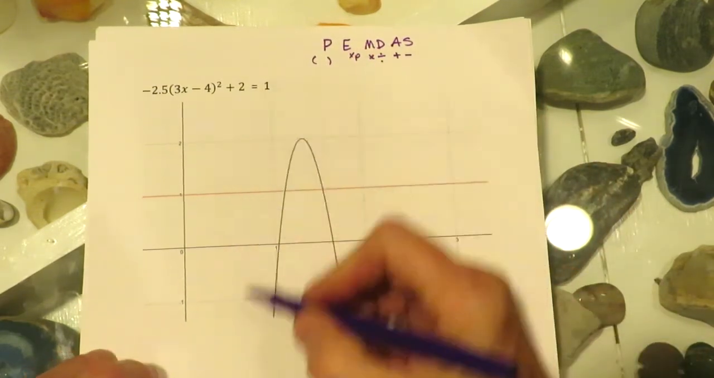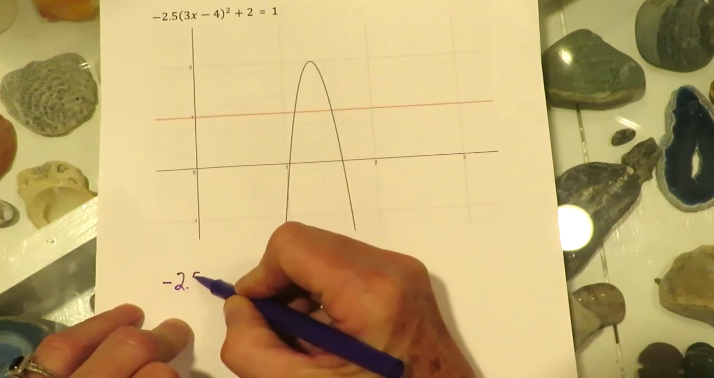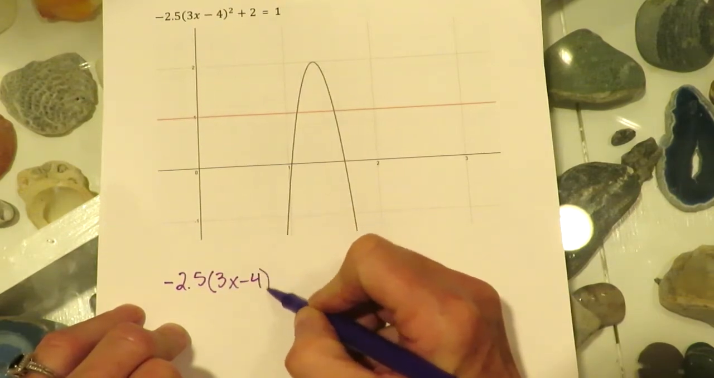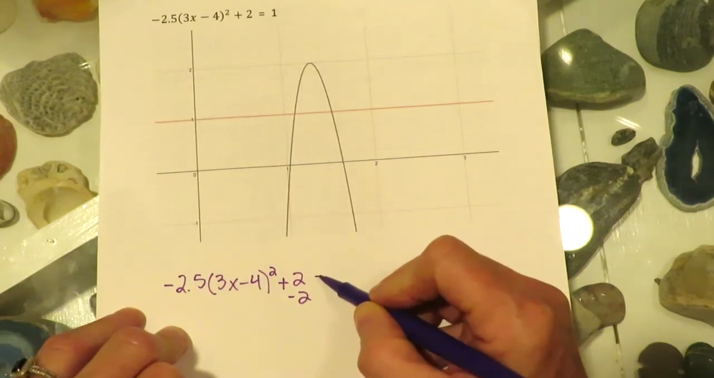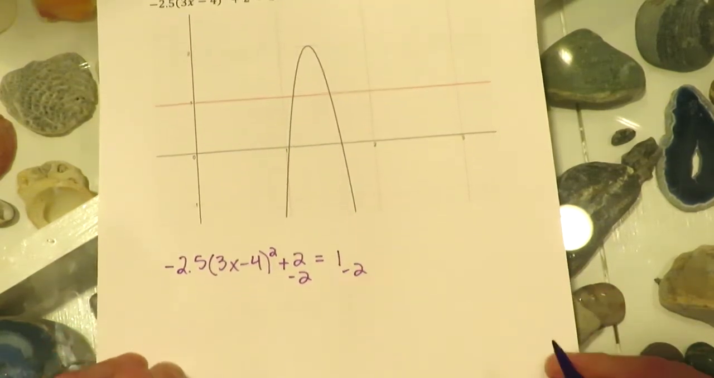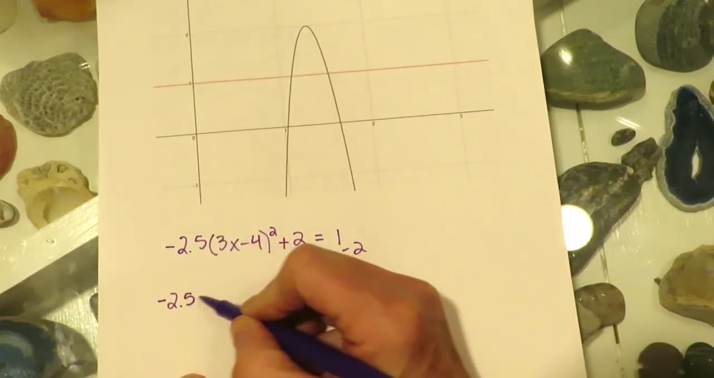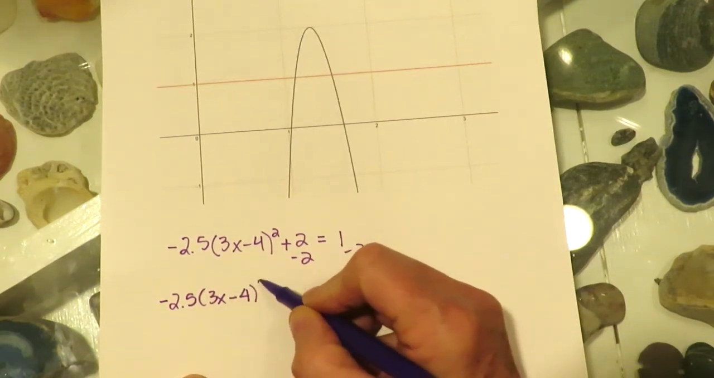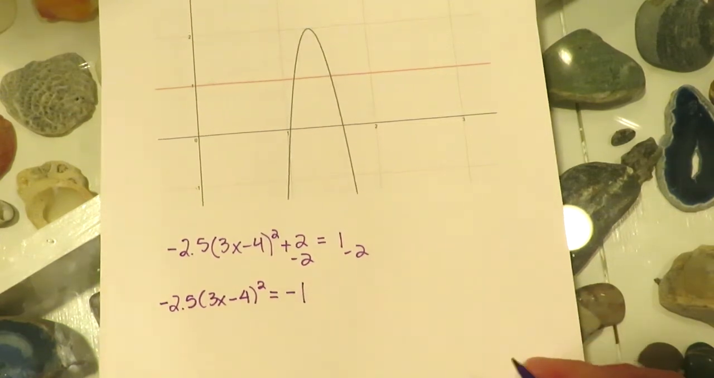So I want to subtract 2. So we have 2.5 times (3x minus 4) squared, and 2 is being added. I'm going to subtract 2, and whatever I do to one side, I have to do the same thing to the other side. So that gives me negative 2.5 times (3x minus 4) squared, and I will get a negative 1 on that other side.